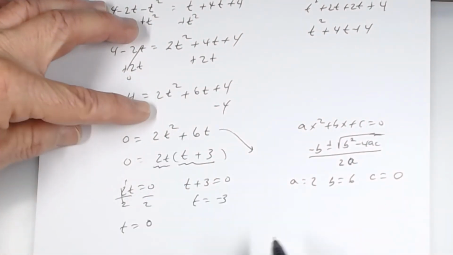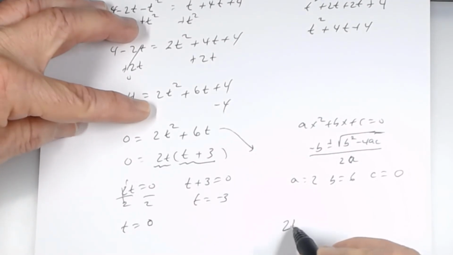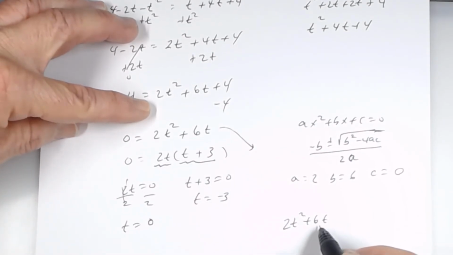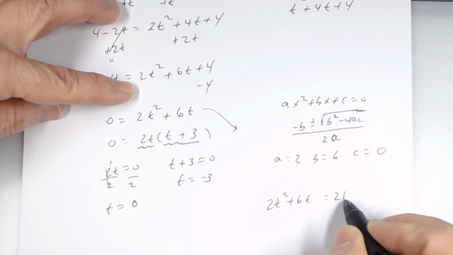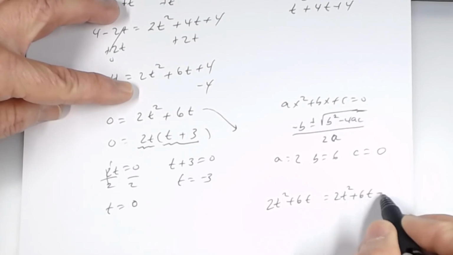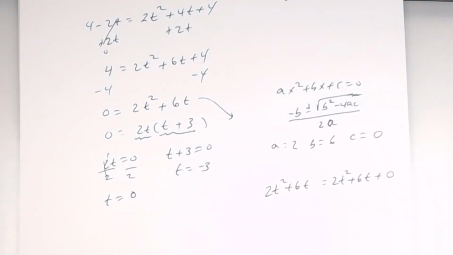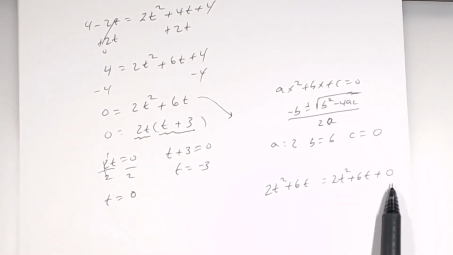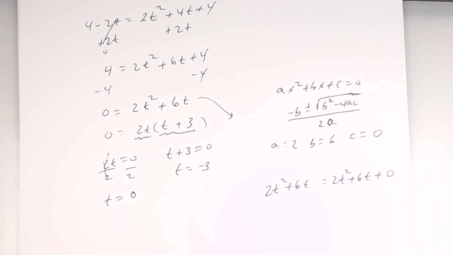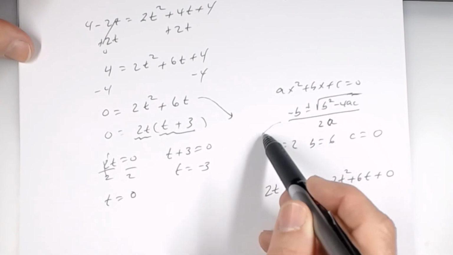Because look, if I have this right here, 2t squared plus 6t, do y'all agree that's the same thing as saying 2t squared plus 6t plus 0? So a is 2, b is 6, and c is what? 0. All right, so you just plug in.